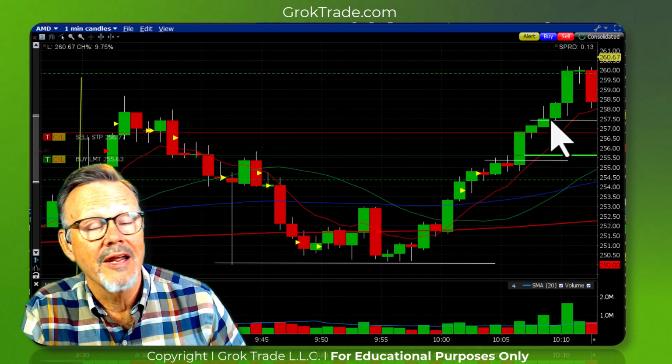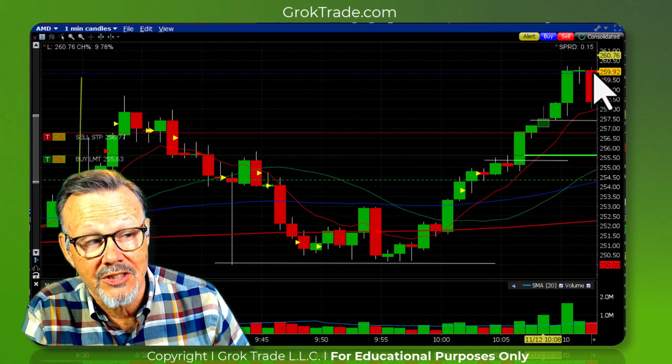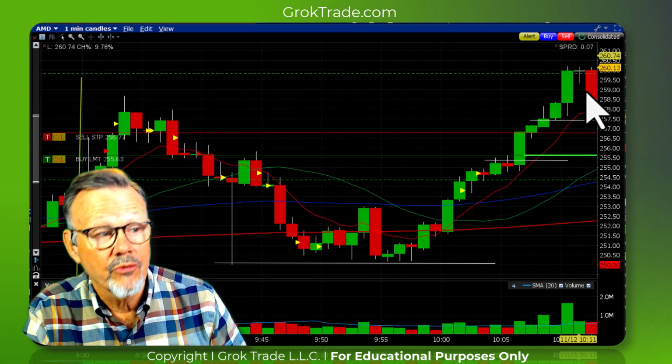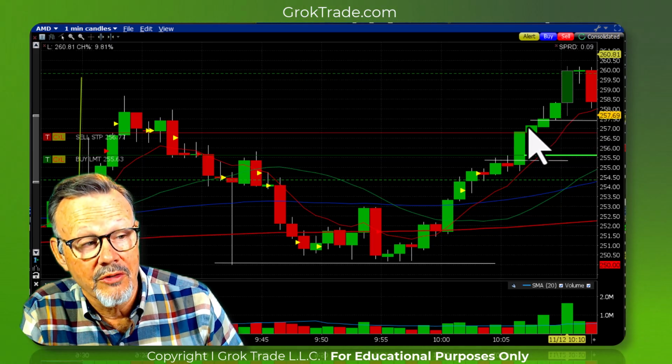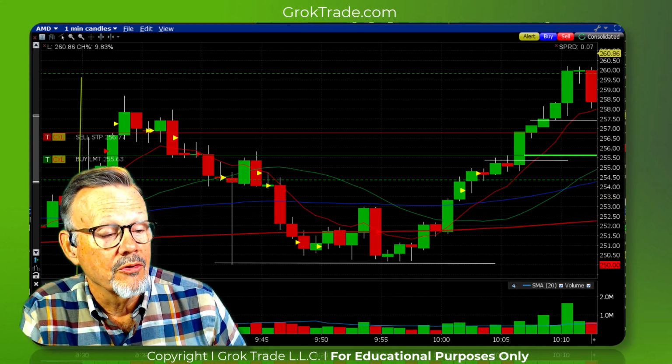Now look at that. This R2 line was a resistance line. It couldn't seem to break this $260 area. I can keep my stop here. We have some shields here, this 8 EMA and this area of brief resistance. And now let's see where we go from here.